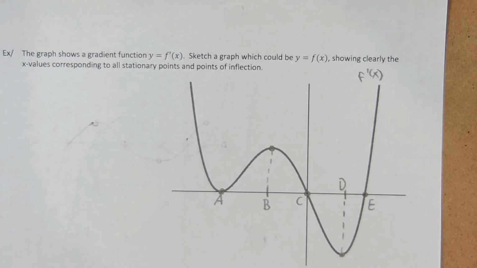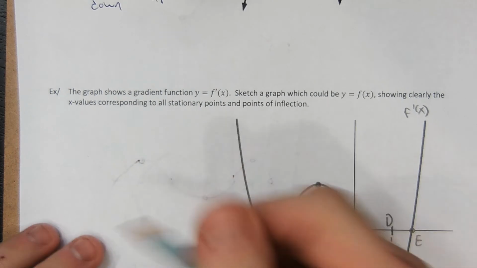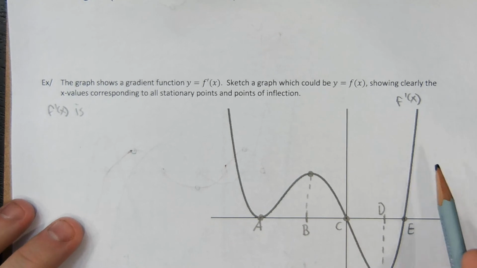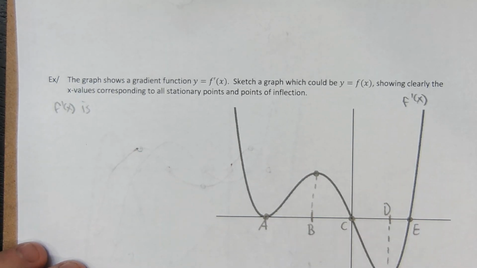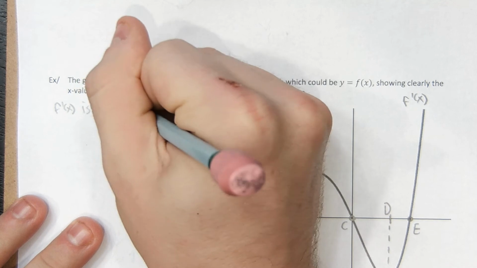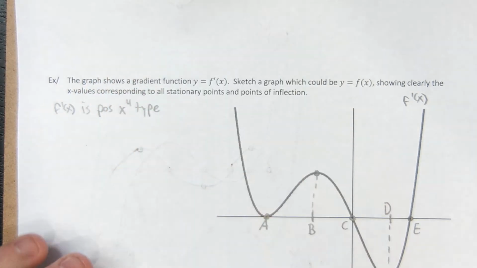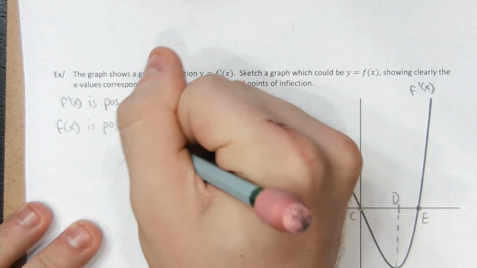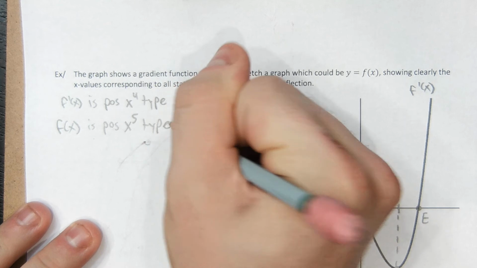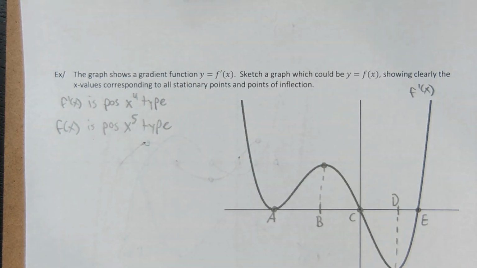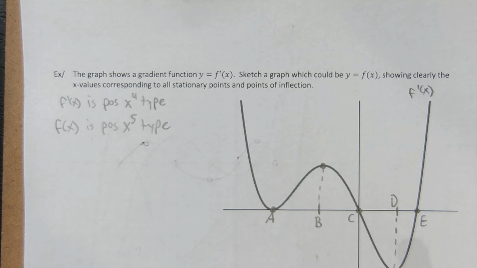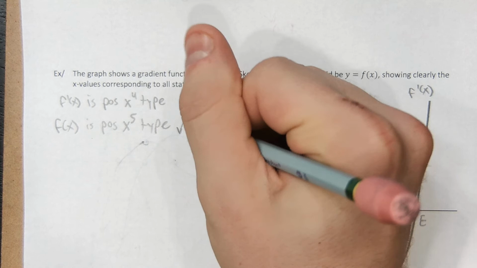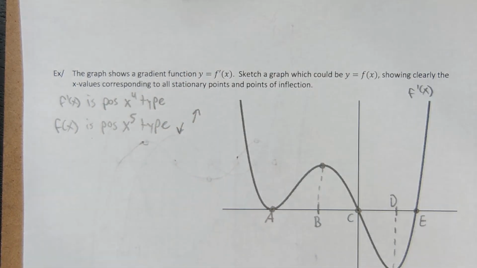Okay. What do we see? We see that f prime of x, both endings point up, which means we have an even degree, and I see 1, 2, 3 bumps, so it is a positive x to the 4th type. That means f of x is a positive x to the 5th type. Neat. Okay, let's see what we can do. Remember, odd degree polynomials are left, down, right, up when they're positive. So that's what it's going to look like on its endings.